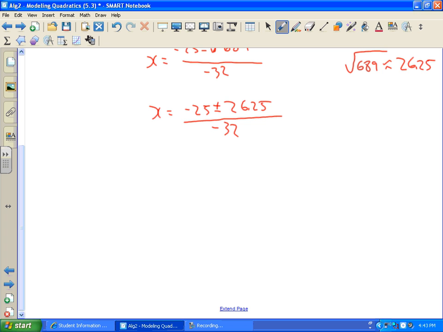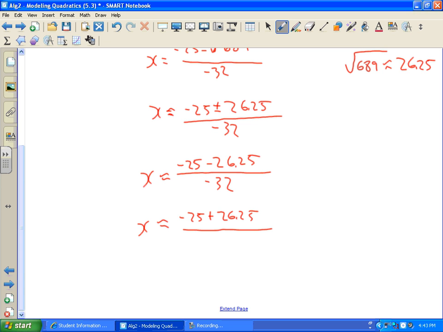Okay, we've got two solutions here. And again, I'm going to use the wiggles because we've got a decimal approximation at this point. My two solutions, x is going to be approximately negative 25 minus 26.25 over negative 32. That's one solution. The other solution is going to be x equals negative 25 plus 26.25 over negative 32. You're welcome to crunch both of these numbers, but I'm going to use critical thinking here, and I'm only going to crunch one of those numbers.